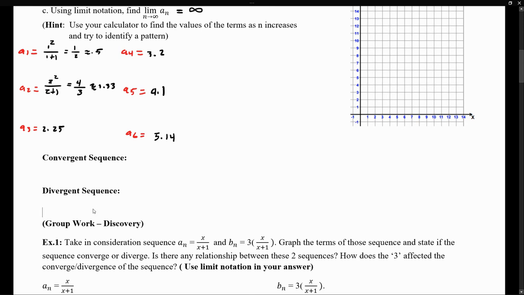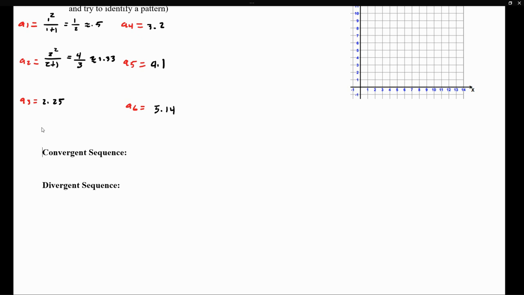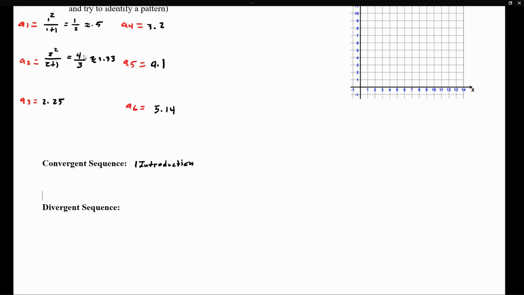So let's define, very loosely, what a convergent and a divergent sequence are. A convergent sequence is just like the introduction question, where one way to think about a convergent sequence is a sequence that approaches a value, which in this case was the value of 0. And a divergent sequence is a sequence that does not approach a value.